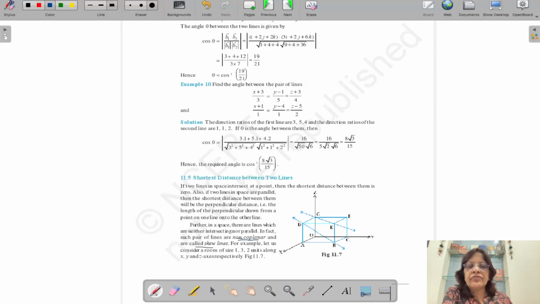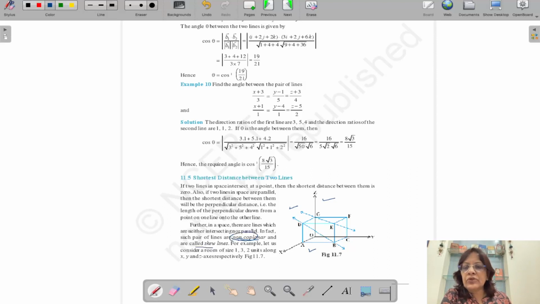So if the lines are in space and if they lie in the same plane, either they are parallel, or if you extend them they can intersect. But the lines which are non-coplanar are called skew lines. What do you mean by non-coplanar? Non-coplanar means lines which lie in different planes. Like these are the three planes you can see: the xz plane, the yz plane, and the xy plane. If lines are lying in different planes, then they are known as non-coplanar or skew lines.